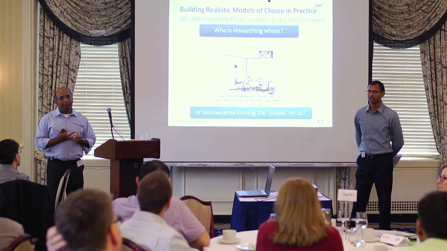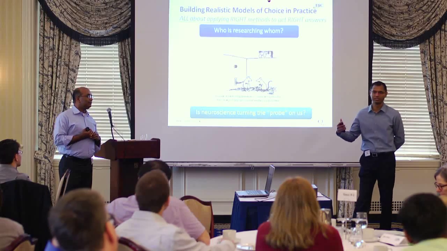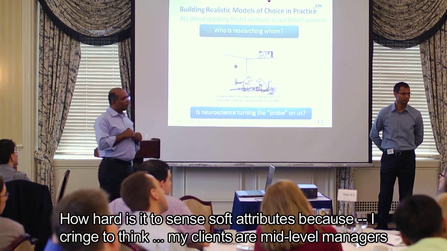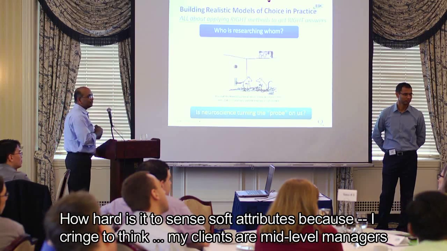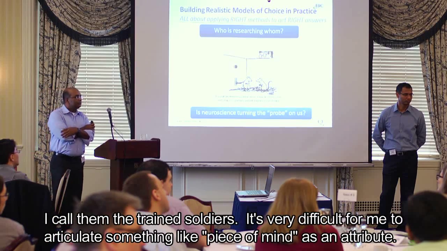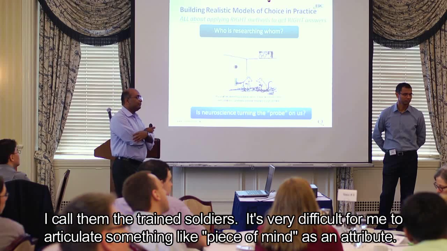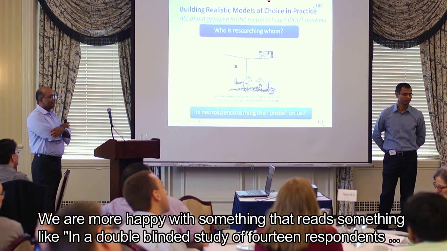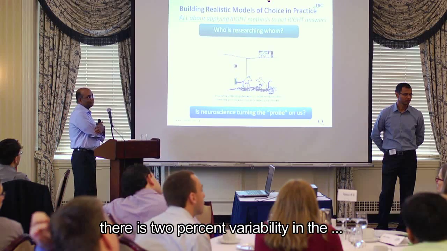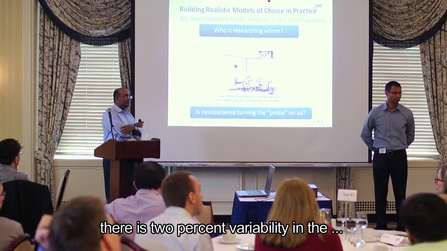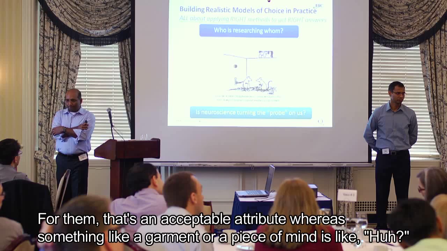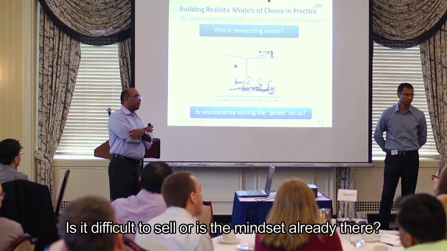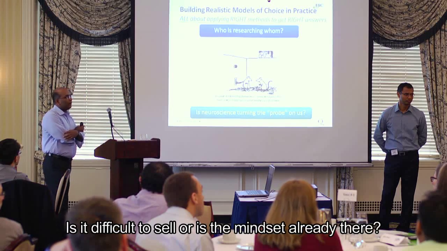Yeah. So let's do one more question and then we'll take a break because we're getting ahead of track here. How hard is it to sell soft attributes? Because I cringe to think my clients are mid-level managers. I call them the trench soldiers. And it's very difficult for me to articulate something like peace of mind as an attribute. They are more happy with something that reads like, in a double-blinded study of 14 respondents, there was 2% variability in hemolytic cytokines. For them, that's an acceptable attribute, whereas something like empowerment or peace of mind is like, huh? So is it difficult to sell, or is the mindset already there?